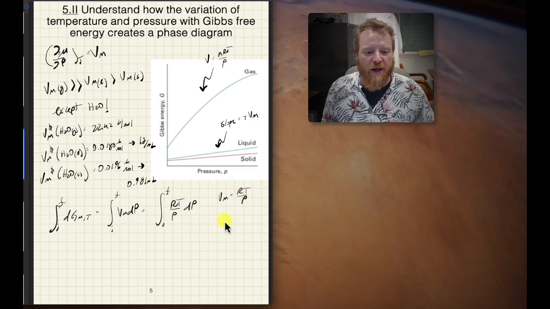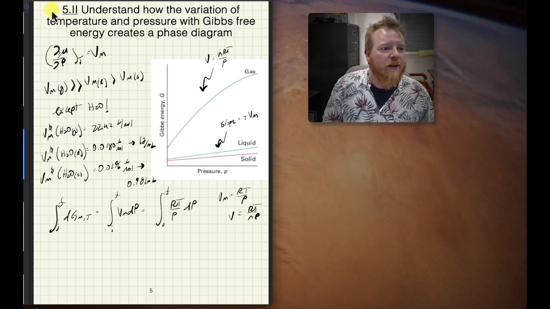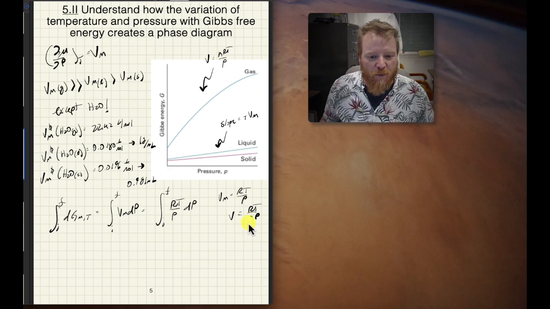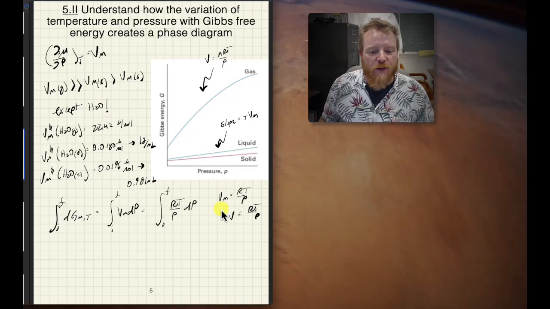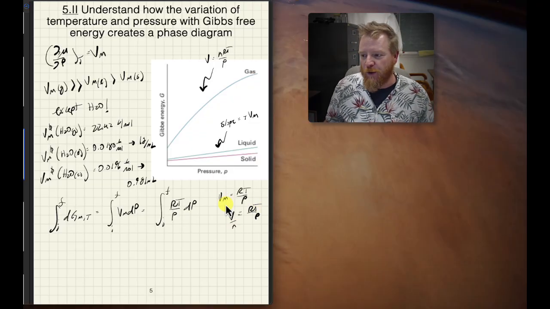Sorry, I wrote that twice. Or in other words, V equals nRT over P. So PV, did I get that right? Oops, I have to divide by the number of moles on the other side, right? So in other words, V over n equals RT over P, because we're doing the molar volume.